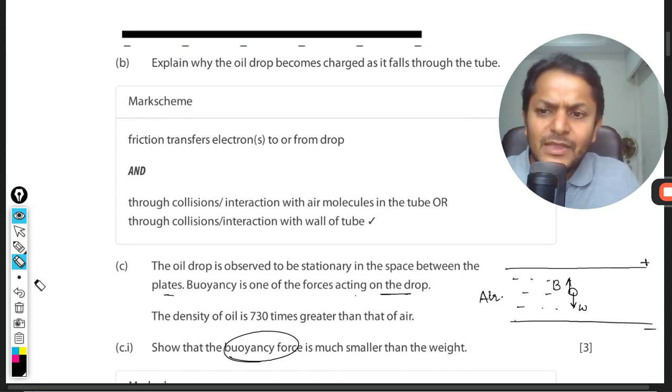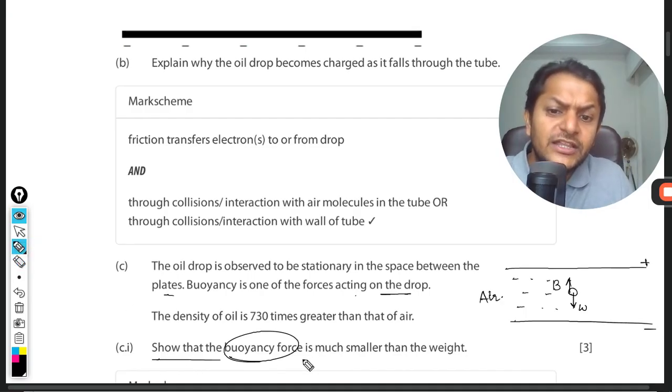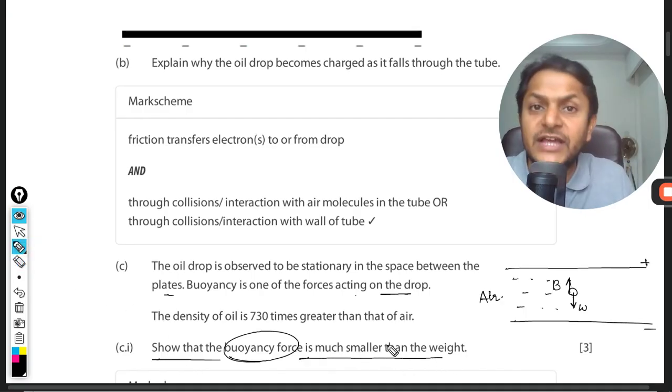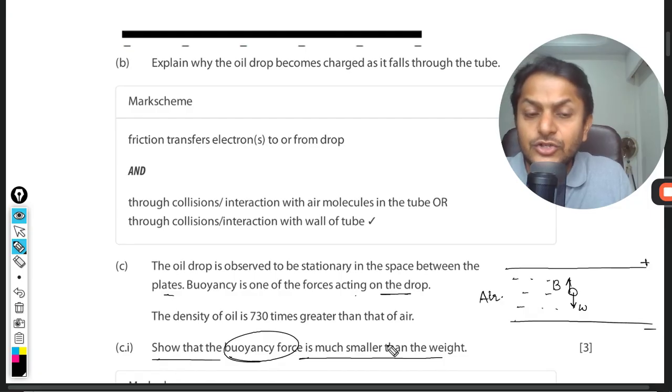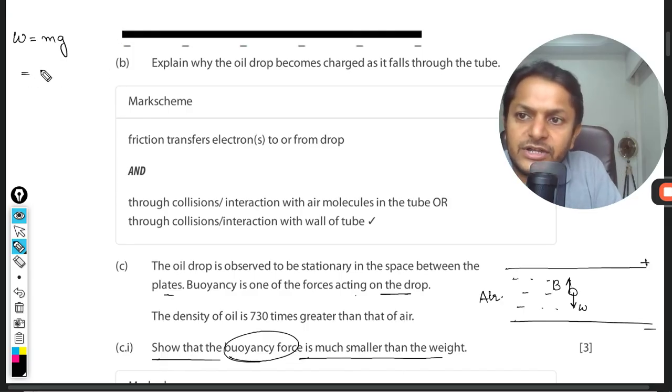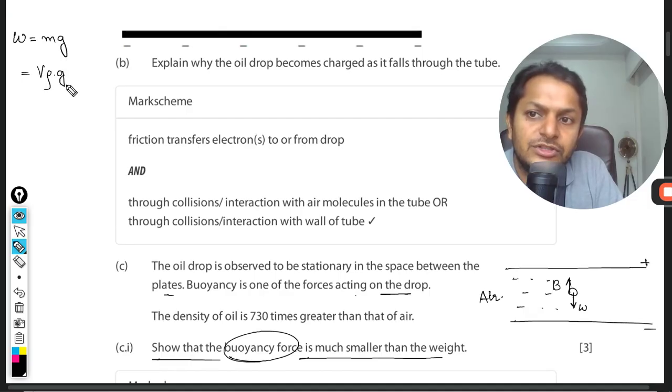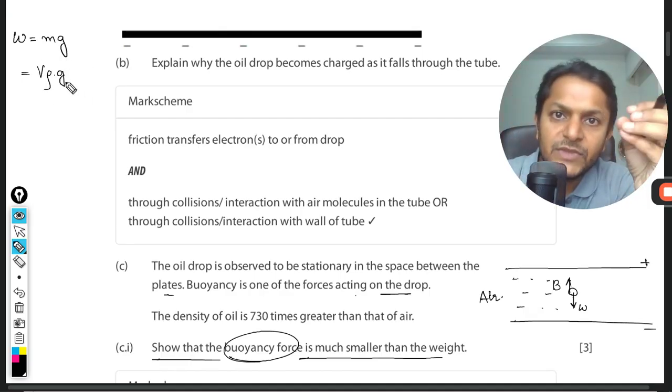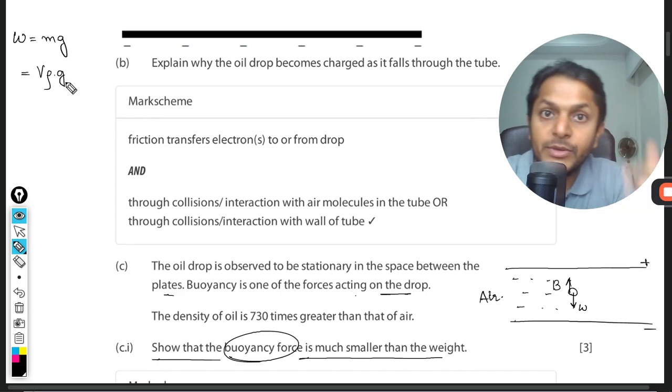Okay, so the question is, show that the buoyant force is much smaller than the weight. So the upward force of the buoyancy is much smaller than the weight. How can we show it? The weight will be written as m g, and this mass can be written as volume times the density of the oil, times gravity. That will be the weight, because we want to find the mass of the oil drop.